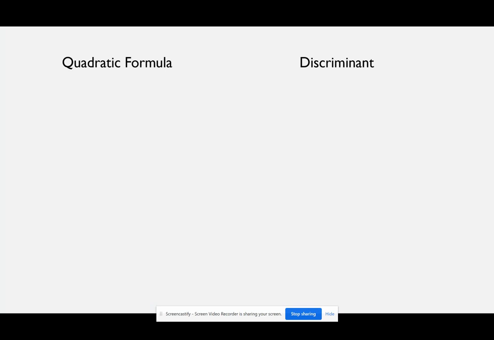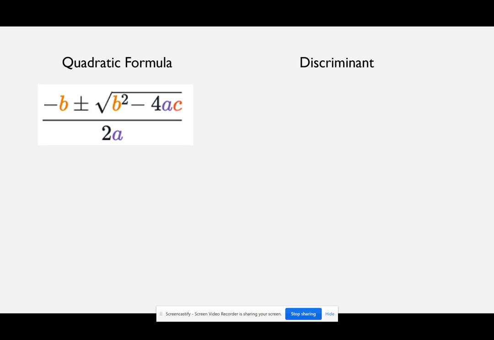So as a quick review, the quadratic formula is the opposite of b plus or minus the square root of b squared minus 4ac all over 2a. And if you remember, I posted some fun songs to help you remember that formula.